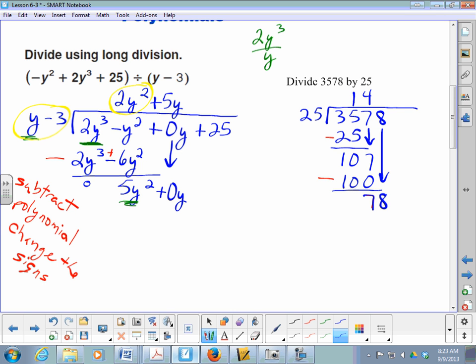So then just like we multiplied 4 times 25 to get 100, we're going to multiply 5y times this whole quantity. Okay? Not just the first term, but both parts. So these should always be the same. Okay, 5y times y is 5y squared. And 5y times negative 3 is negative 15y.